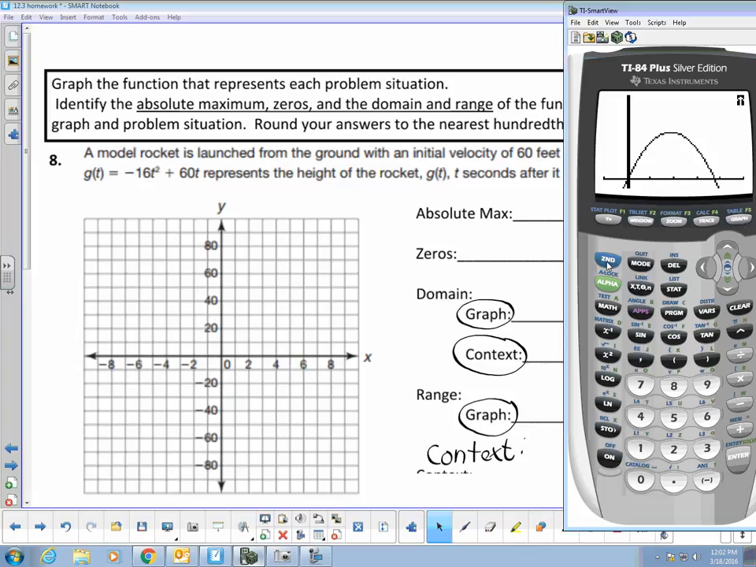And I want to find the absolute maximum, so I do second function, and then I come on over here to calculate. And that's selection number 4. When I click on selection number 4 for the maximum, it gives me the blinking cursor, and I want to move that cursor to the left. Hit enter. Move the cursor to the opposite side of the parabola, to the right. Hit enter. And then I'm going to hit enter one last time. And it gives me my maximum value of 1.87, comma, 56.25.